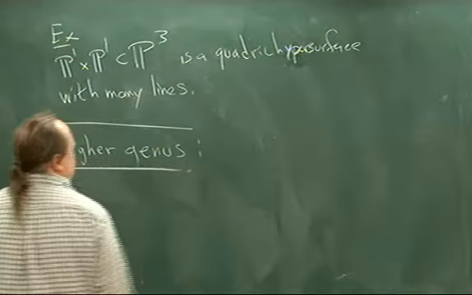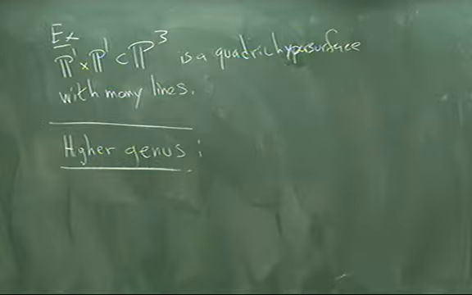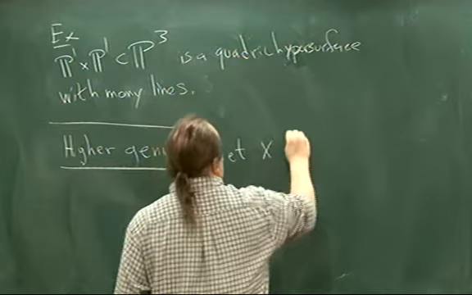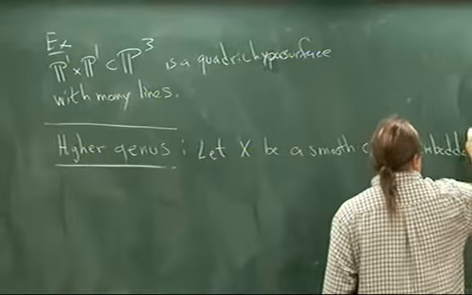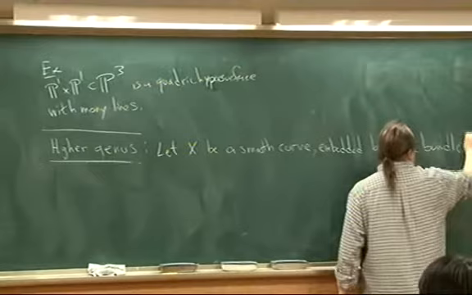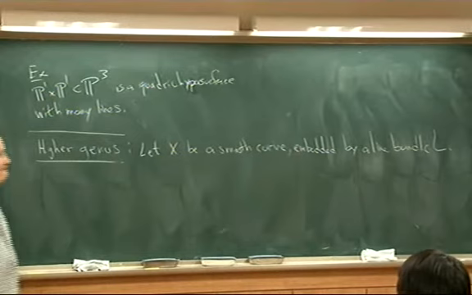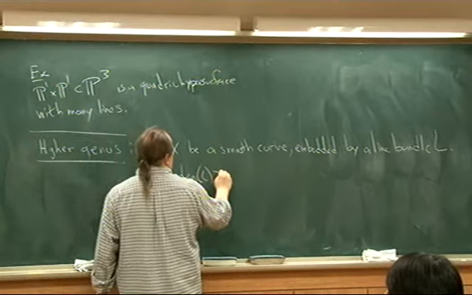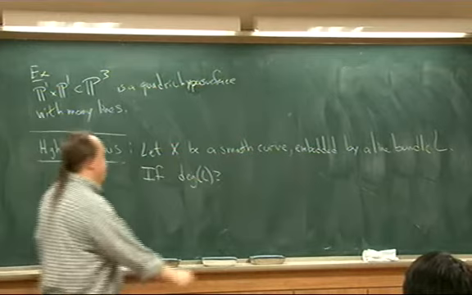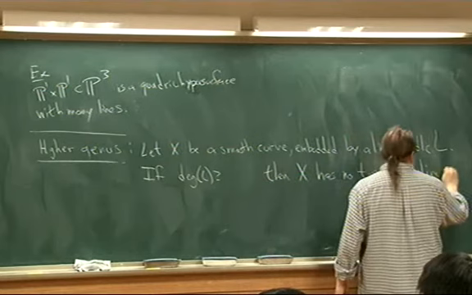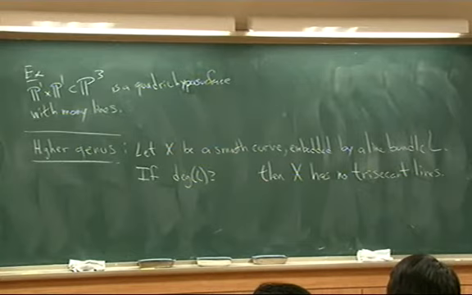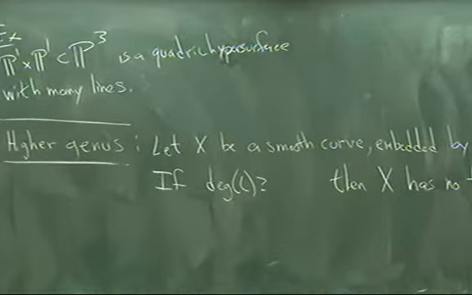I'm going to stick with curves for a little while. What if I said, let X be a smooth curve, embedded by a line bundle L. I'll leave you a blank. So if the degree of L is greater than or equal to something, then X has no trisecant lines. What's our something?